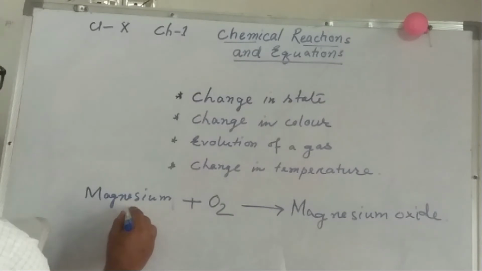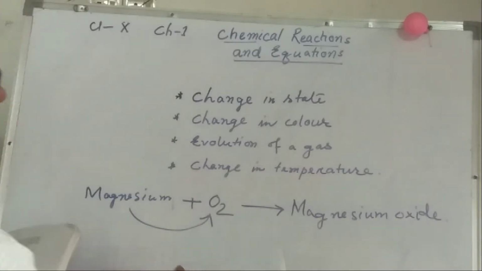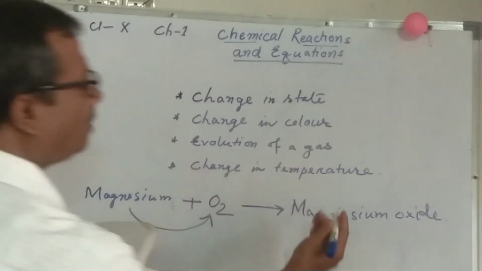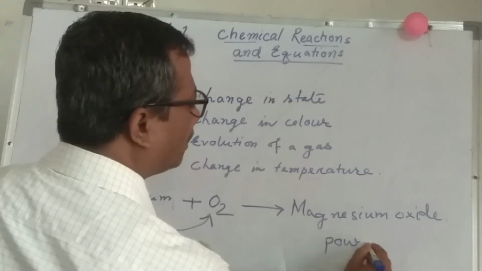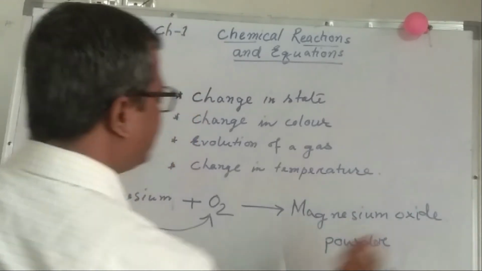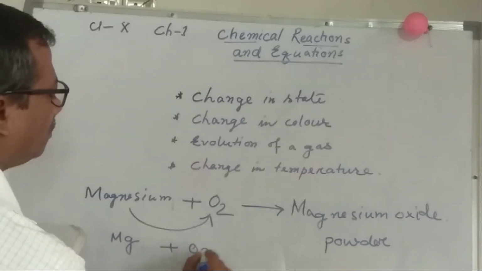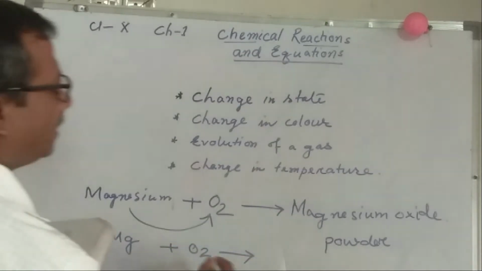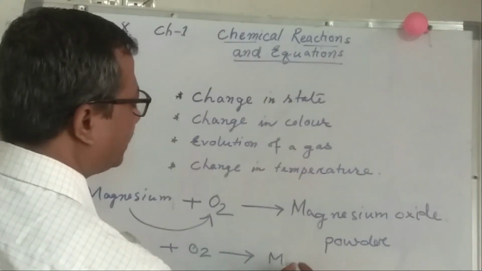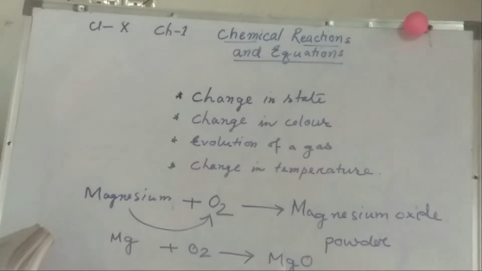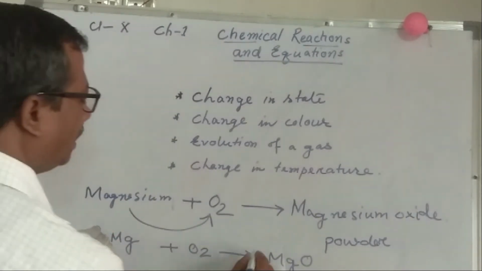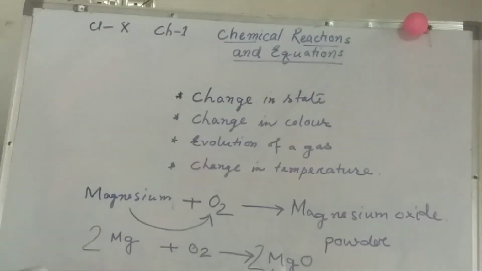Here, the magnesium in presence of oxygen burns with a dazzling white flame, and the magnesium turns into a powder. This powder is nothing but magnesium oxide. So, the symbol of magnesium is Mg plus O2, oxygen. In the air it burns and produces magnesium oxide. So here you put 2 and here 2. So this is the chemical reaction.